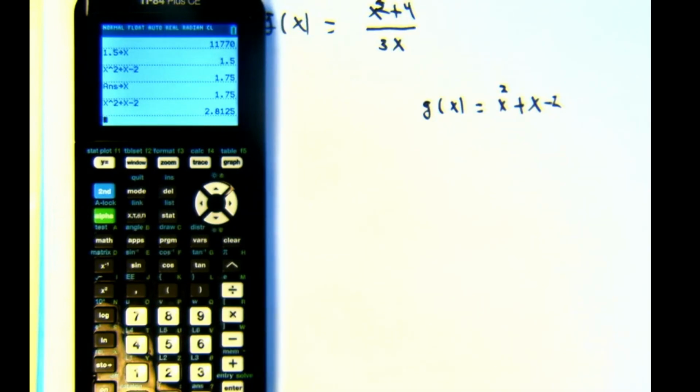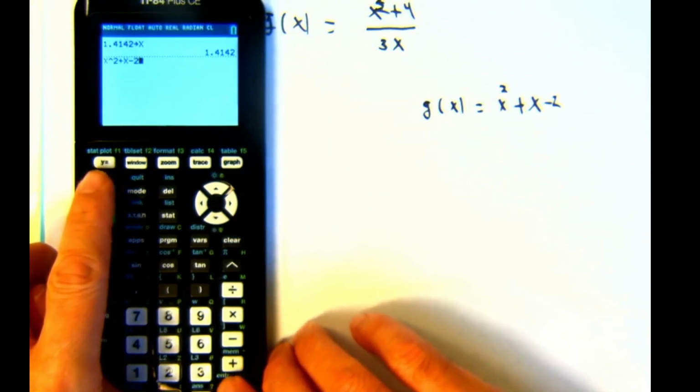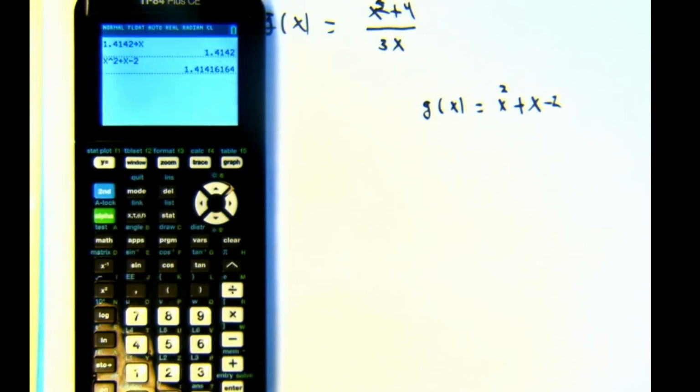How about if I start really close to the square root of 2? I looked at it previously. The square root of 2 is about 1.4142135. So this is really close to square root of 2. That's actually a little bit worse.